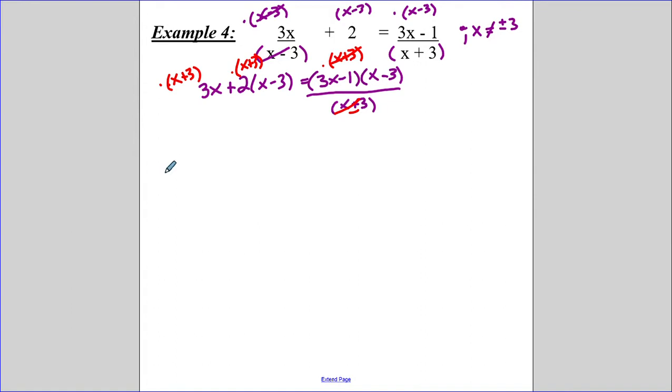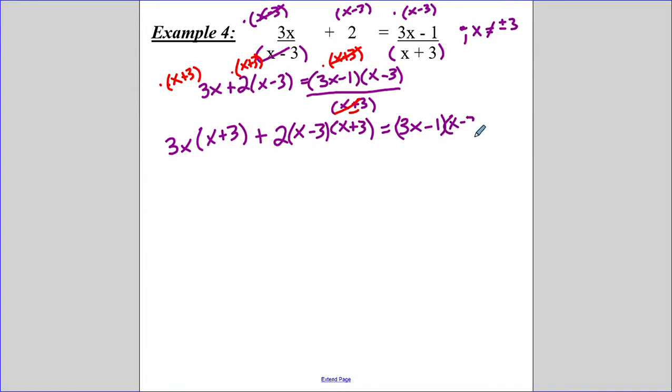And then what I'm left with at the end is 3x times x plus 3, plus 2 times x minus 3 times x plus 3, equals 3x minus 1 times x minus 3. So notice now I have no more denominators, and you could probably compare the top parts here to what these ended up being, and figure out how to get there in one step.